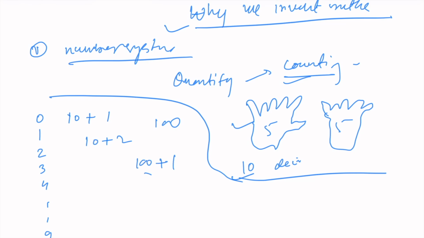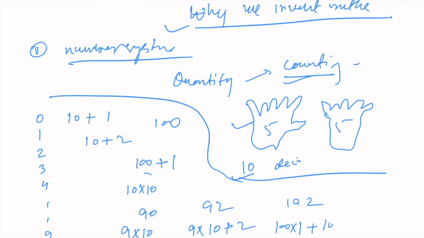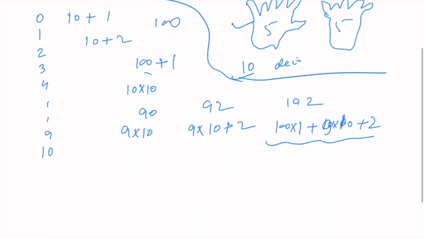So this is nothing but 100 is 10 times 10, 90 means 9 times 10, 92 means 9 times 10 plus 2, let's say 192. That would be 100 times 1 plus 10 times 9, 9 times 10 plus 2. So this is the decimal system of writing.